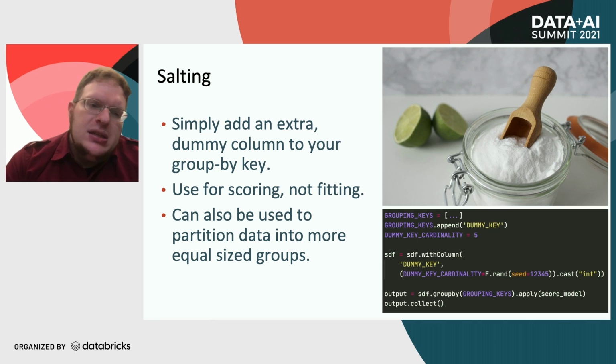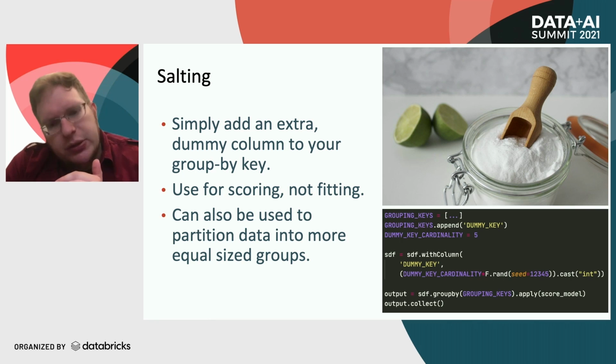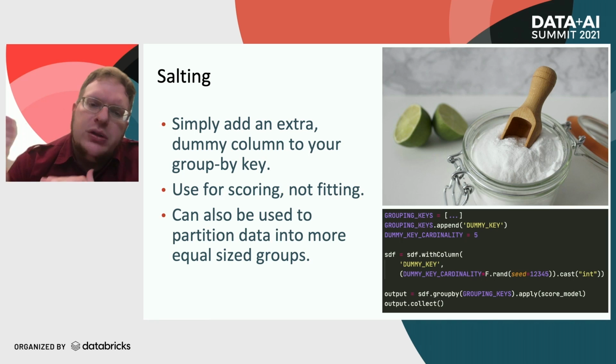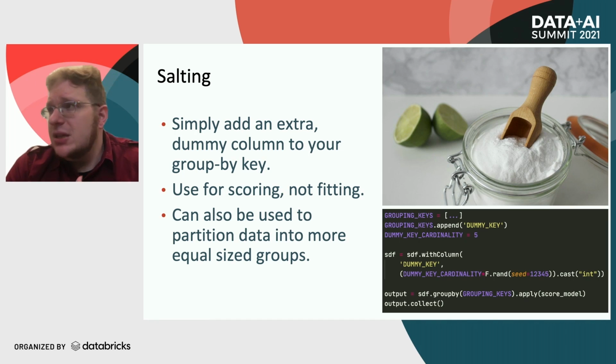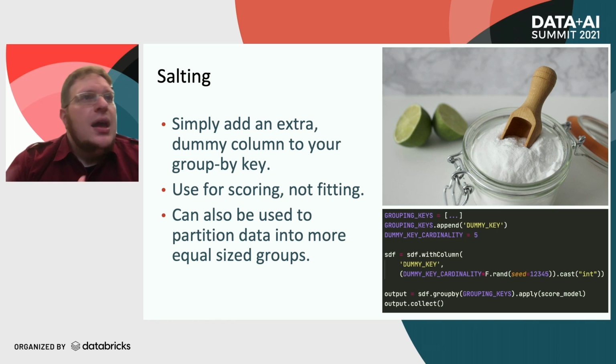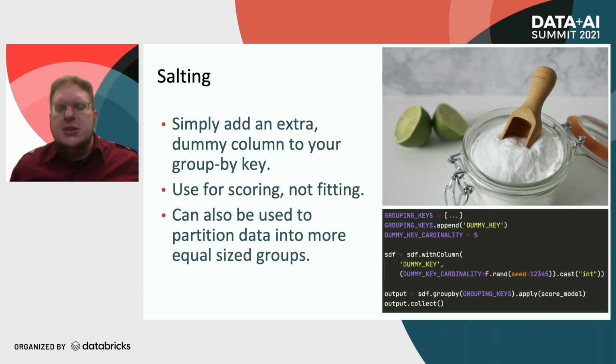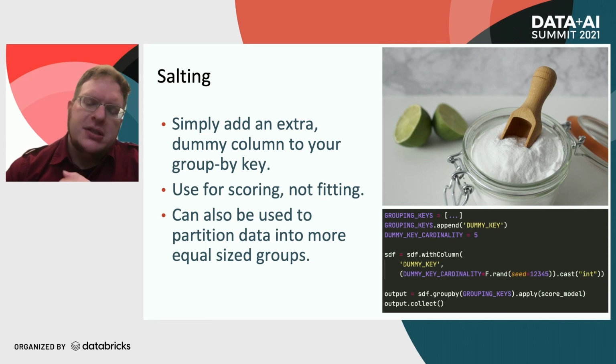If you're in a case where you have very unequal sizes of data by your grouping key, so your data is very skewed, you could even have a dummy key whose cardinality is more dynamic based on the size of the category. And that would actually let you partition your data into more equal sized groups. And that will help Spark run through the process even more efficiently.